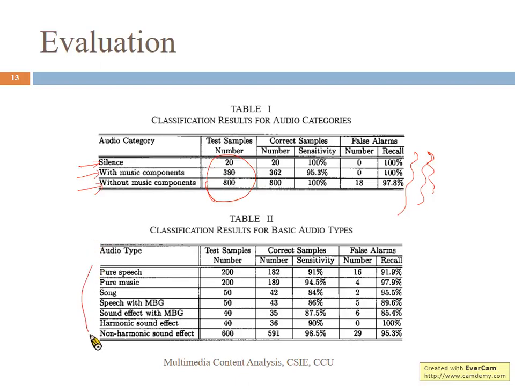And here are several audio types, including pure speech, pure music, song, speech with background music, sound effect with background music, harmonic sound effect, and then non-harmonic sound effect. Okay, and then there are hundreds of samples, and the reported accuracy here looks quite good, but this is also just for your reference.